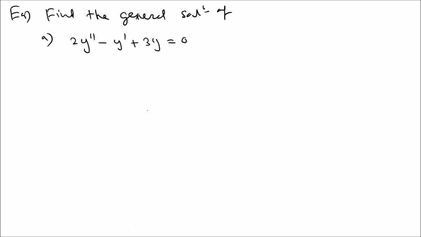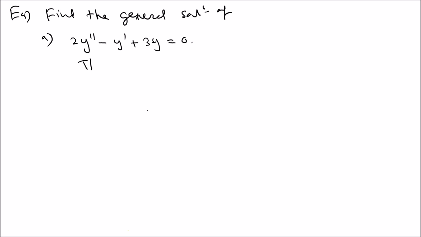Find the general solution of, let's say, 2y double prime minus y prime plus 3y equals 0. So if you get a problem like that, the first thing is we look at the characteristic equation.